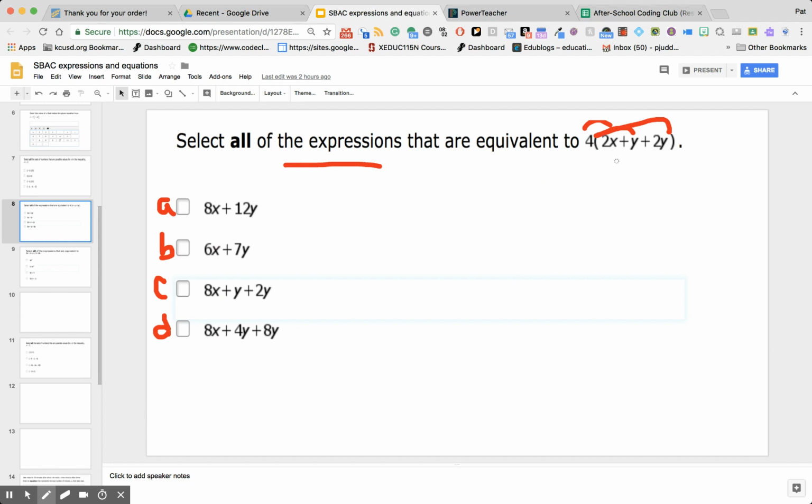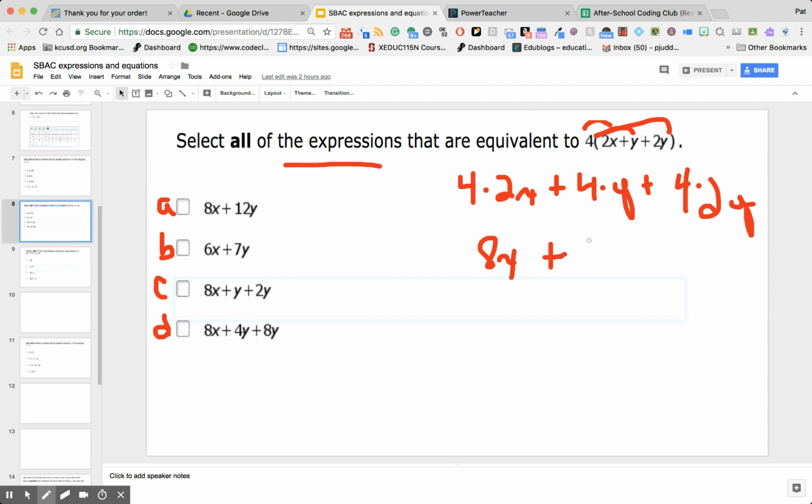Okay, so the first thing I'm going to do is distribute 4 times 2x plus 4 times y plus 4 times 2y. I'm distributing the 4 to all of my terms in the parentheses. 4 times 2 is 8. So I have 8x plus 4 times y is 4y plus 4 times 2 is 8y.